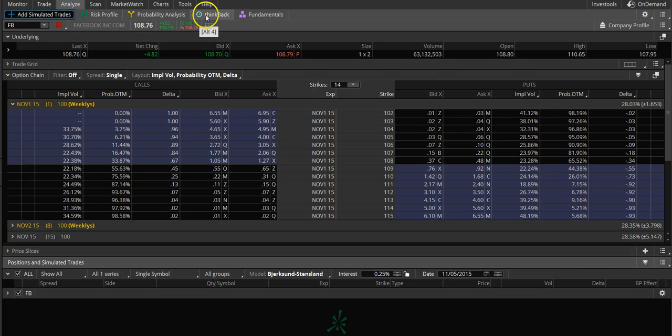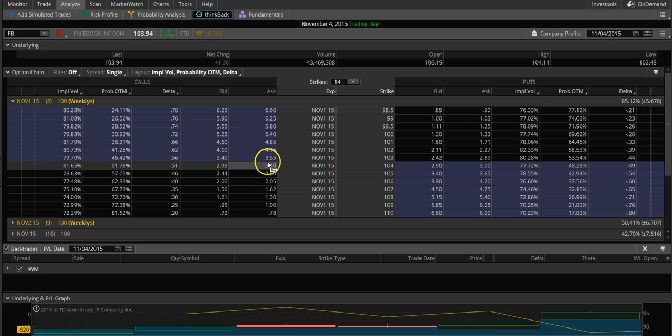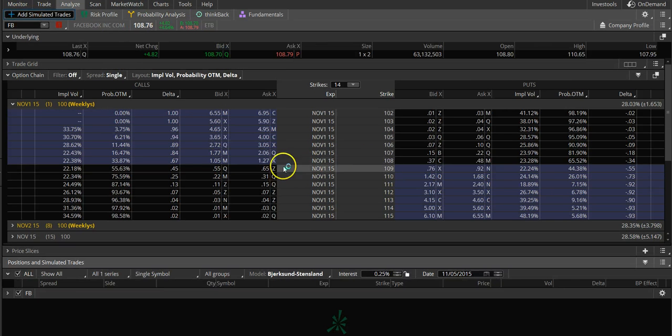Let's look at this real quick. The at the money strike yesterday was the 104, and it was $3. Let's look at what it is now. Now the at the money strike, which is the 109, is only 65 cents. That's volatility crush, guys. That's when all of the volatility comes out of the market.